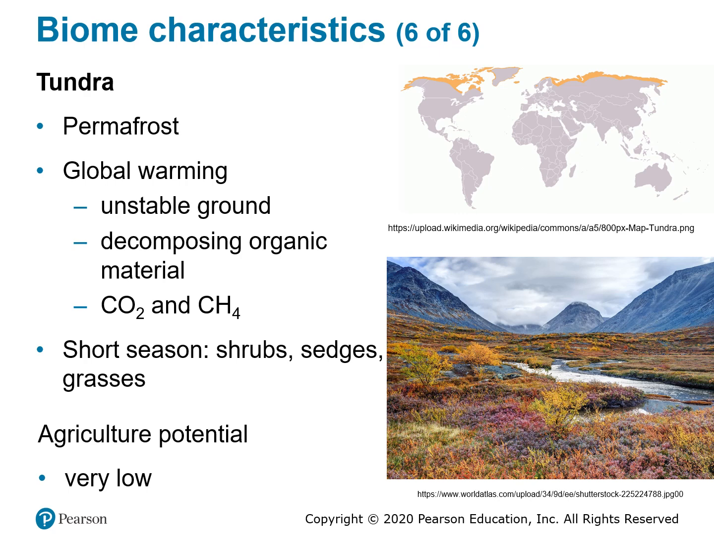However, warming global temperatures are thawing the permafrost, which has been causing unstable ground. It's been causing decomposition of organic material, and this has been releasing carbon dioxide and methane into the atmosphere. The tundra has a very short season where plants grow, and these are mainly dwarf shrubs, sedges, and grasses. There's almost no prospect for crop production in the tundra, so the agricultural potential is very low.